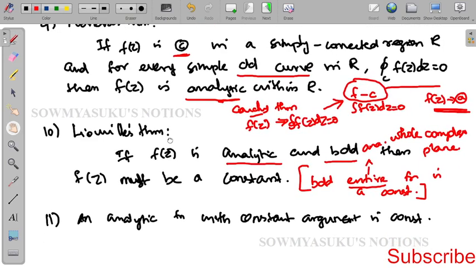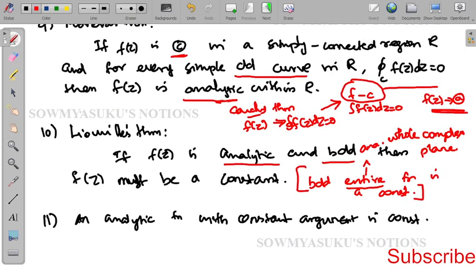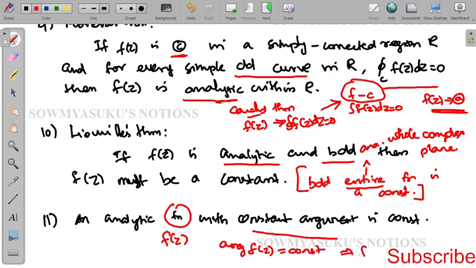Then the 11th one, an analytic function with a constant argument is constant. So the function you can take as f(z). Constant argument, so argument of f(z) is equal to constant. Then you can say that the function is also constant. That is given here. An analytic function with a constant argument is constant.